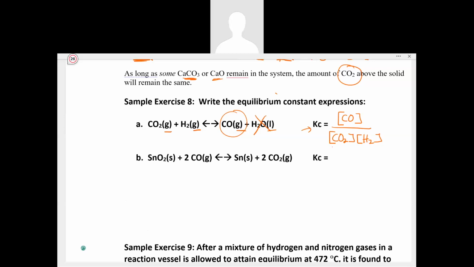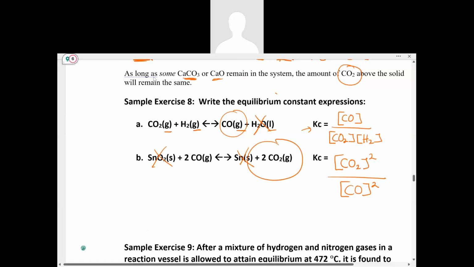Let's take a look at part B, and notice we have a solid. Oh, we also have another solid over there. So our Kc expression here will just be our single product on top. But remember, we have to square that because of the coefficient 2. So CO2 squared divided by also CO squared again. So just remember that whenever you have a coefficient, that will become an exponent in your equilibrium constant expressions.